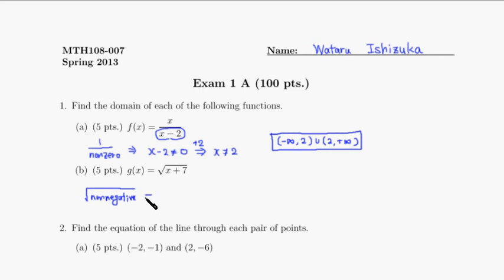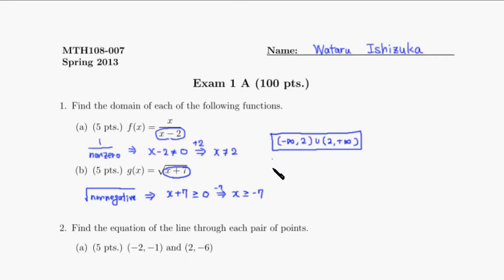So from here, the expression inside the square root is x plus 7. So x plus 7 has to be non-negative. Non-negative means greater than or equal to 0. Then we subtract 7 from both sides. You get x is greater than or equal to negative 7.